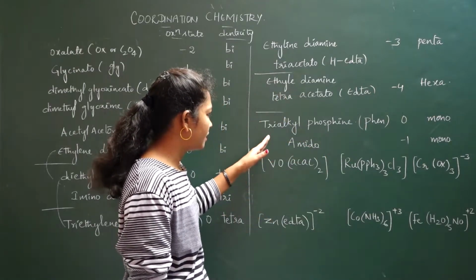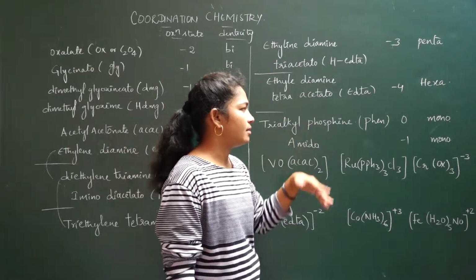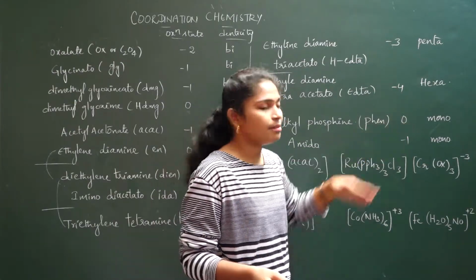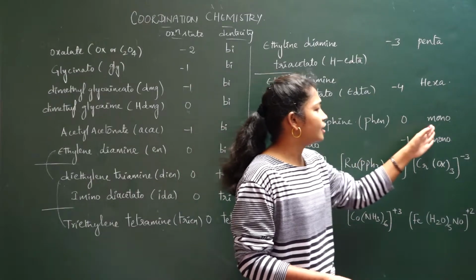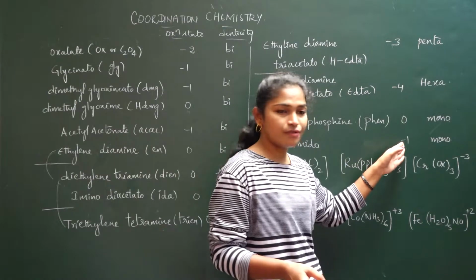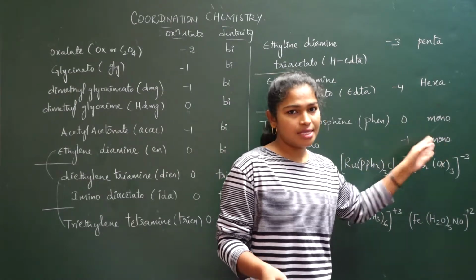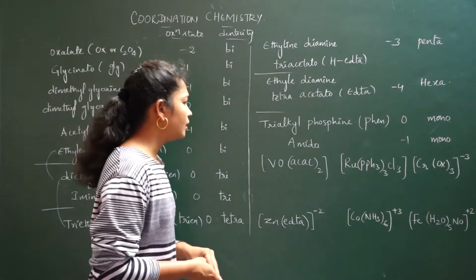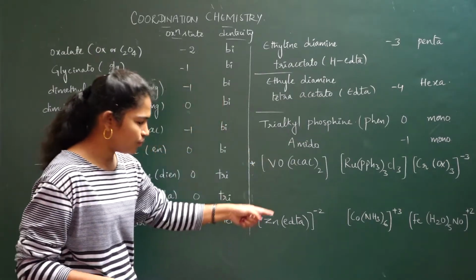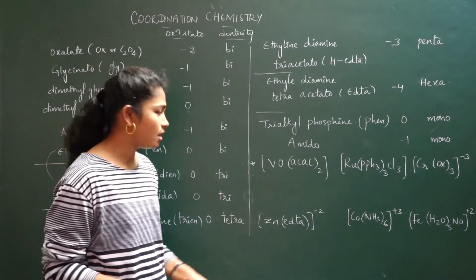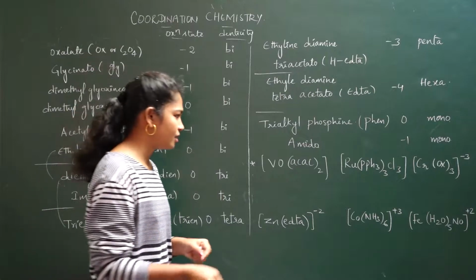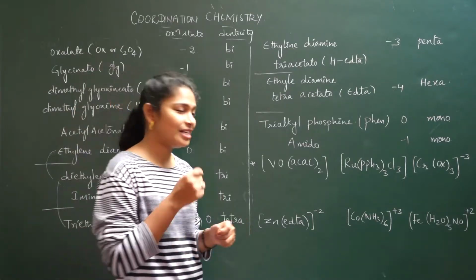Now you look here, trialkyl phosphine, phenyl group, the charge will be 0. It is a neutral ligand and it is monodentate. Then you see here, the amido group also has charge -1 and is monodentate. Now from all this, for the complexes I have written here, we can find out the oxidation state and coordination number.